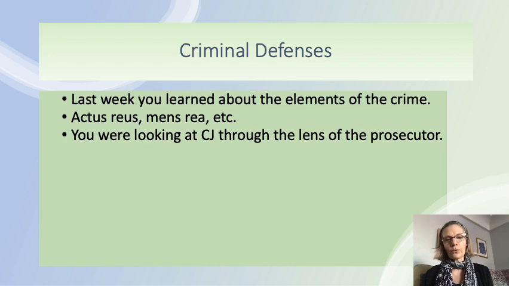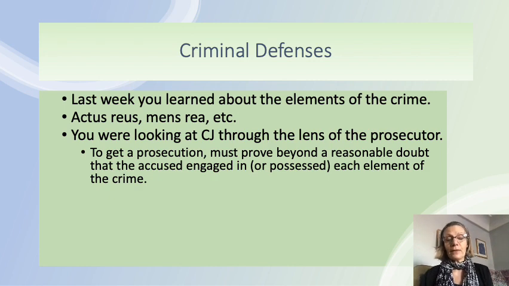So, remember from last week that when a crime is actually defined in state statute, for a person to be found guilty of the crime, the prosecutor needs to demonstrate beyond a reasonable doubt that the accused actually engaged in each of the elements of the crime. So to get a prosecution, the prosecutor must prove beyond a reasonable doubt that the accused engaged in or possessed, as with mens rea, each element of the crime.